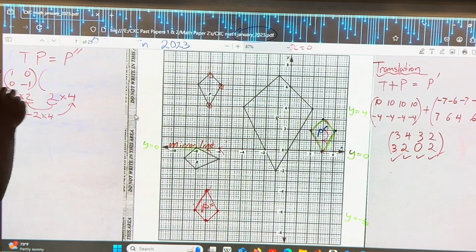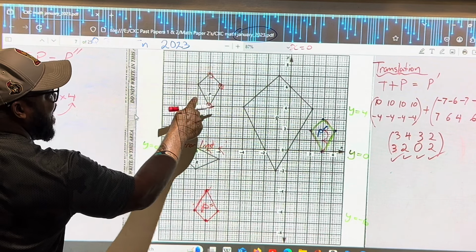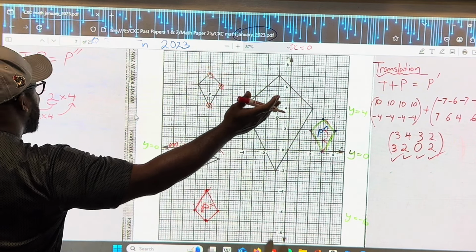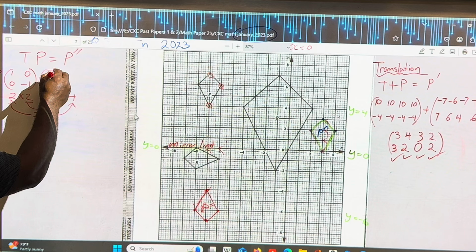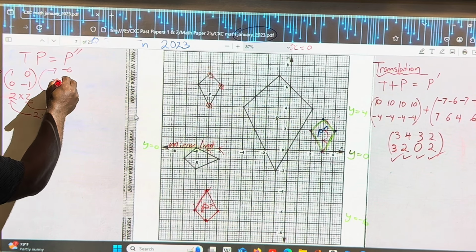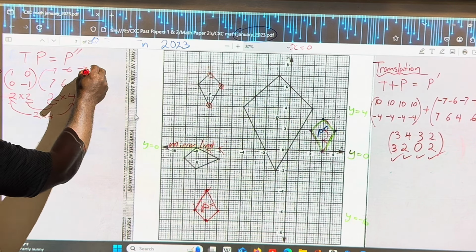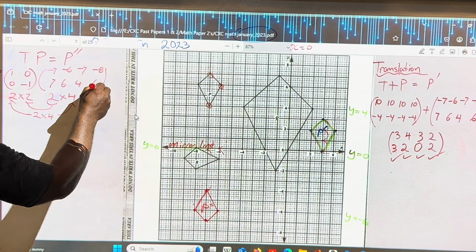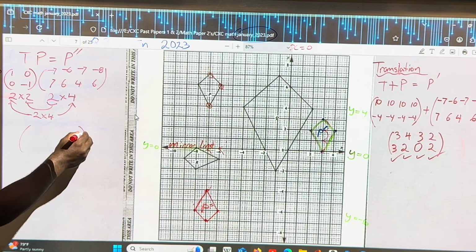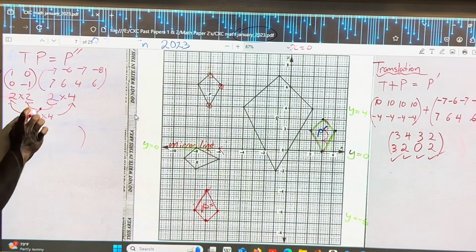Everybody see that? So give me the points for P. We have them over here already. Negative 7, 7; negative 6, 6; negative 6, 6; negative 7, 4; negative 7, 4; negative 8, 6; negative 8, 6. Let's do some working out now. We're ready, guys, I'll change the color. Let me see the next one.